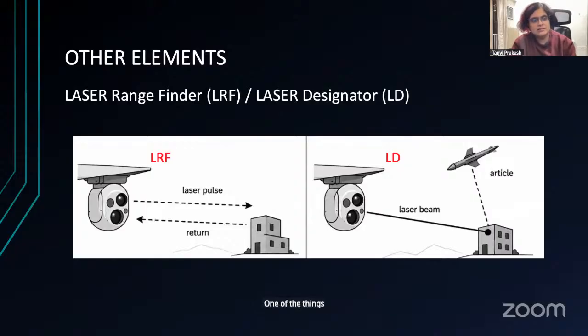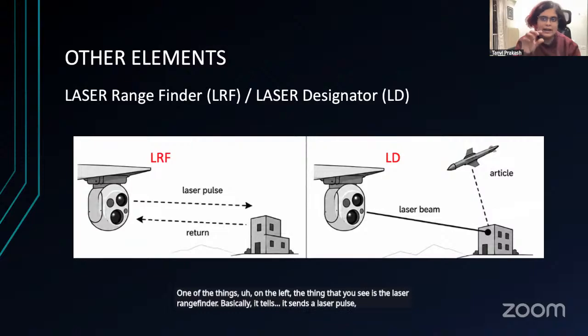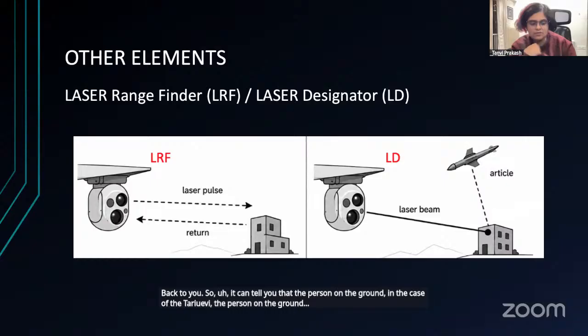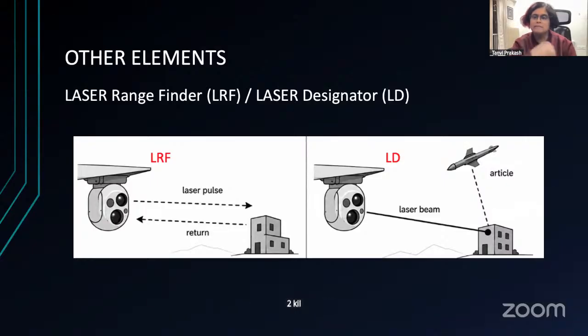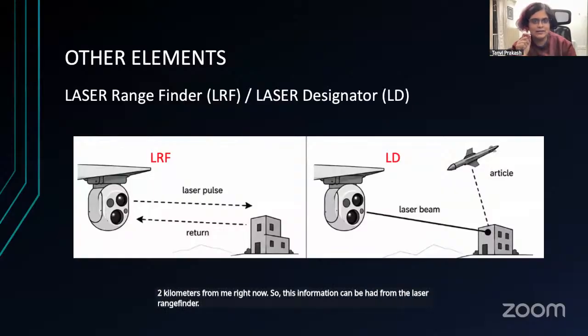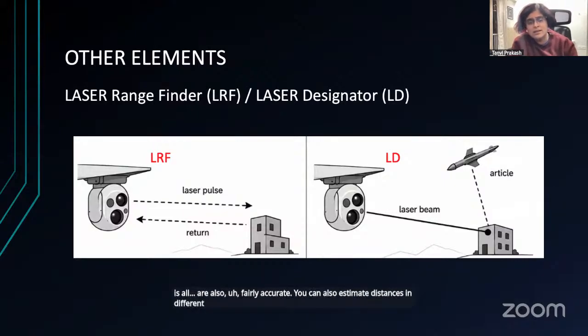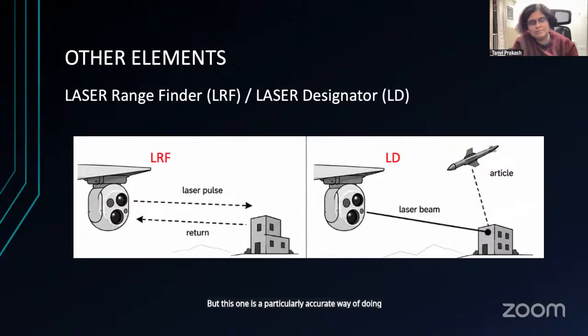So one of the things on the left that you see is the laser rangefinder. Basically, it sends a laser pulse and senses the distance of the target back to you. So it can tell you that the person on the ground, in the case of the Thar UAV, is at a distance of 2 kilometers from me right now. So this information can be had from the laser rangefinder. And the laser rangefinders, because they're based on laser pulses, are also fairly accurate. You can also estimate distances in other ways, but this one is a particularly accurate way of doing it.